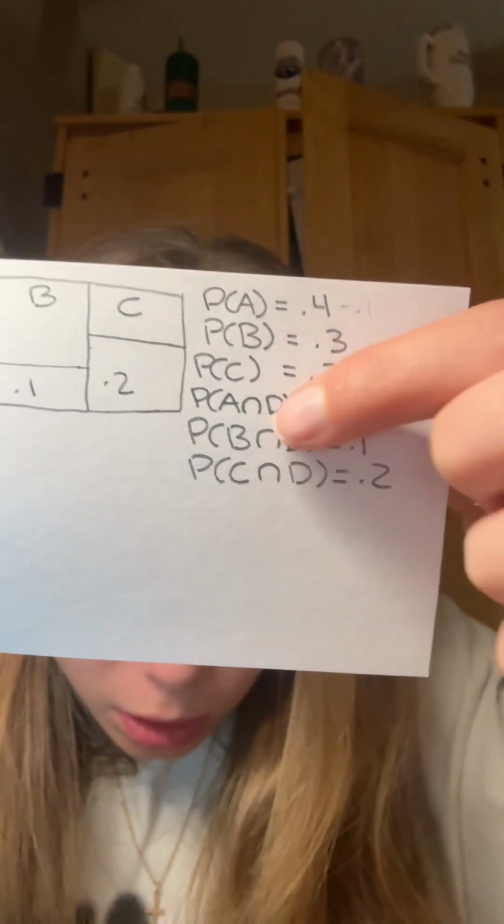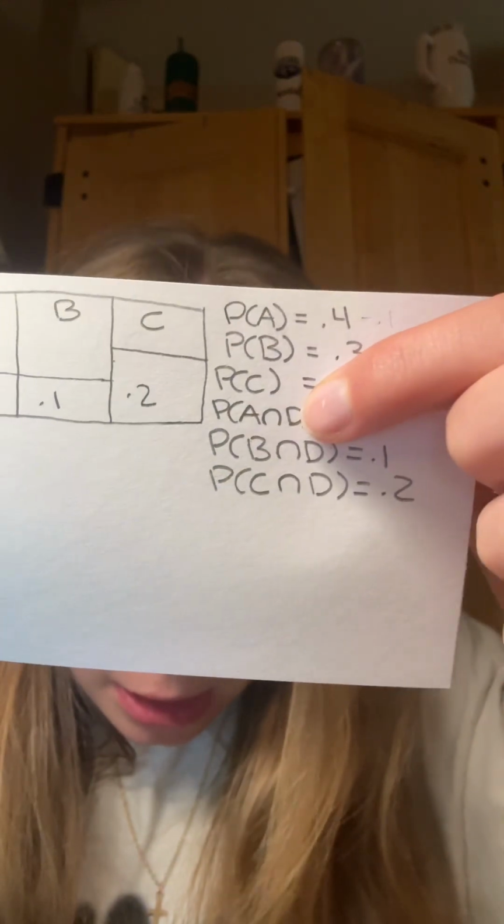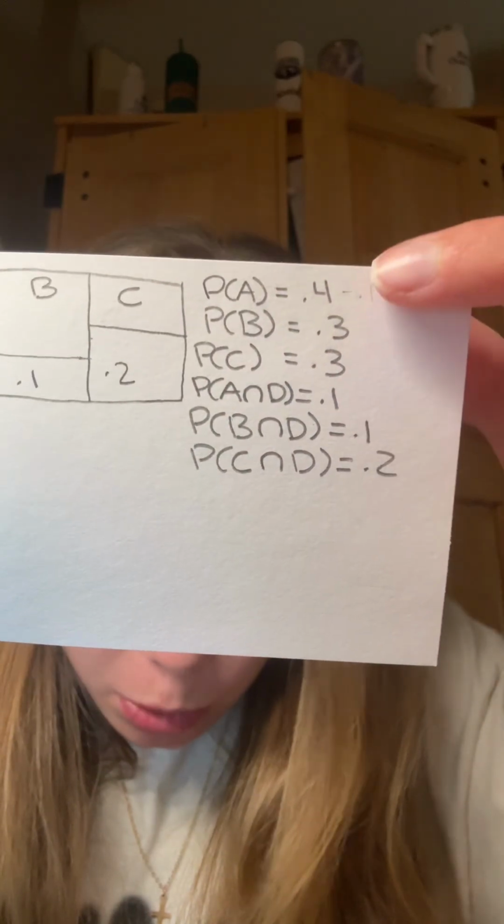And how I got that was, for A, you do 0.4 minus 0.1, and you would do that because A intersect D, the probability of that is 0.1. That's going to give you 0.3, and that's the probability of staying. So the probability of leaving would be 0.1.